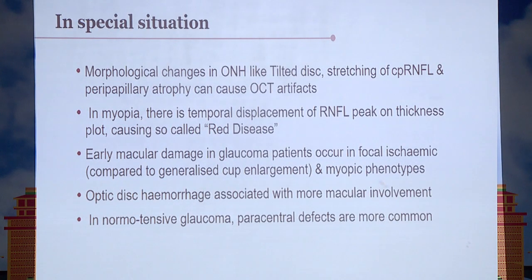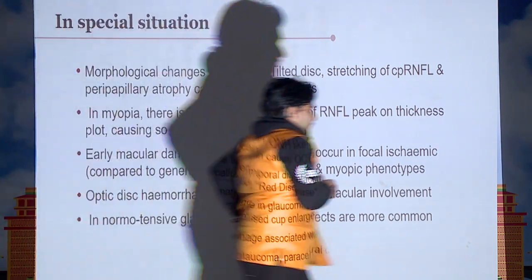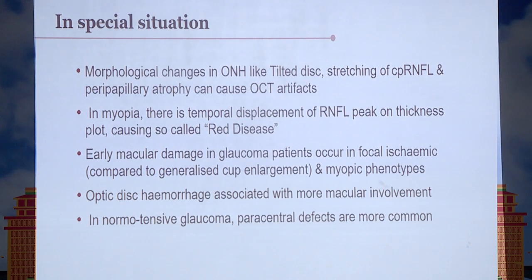There are some special situations in which macular imaging is helpful. Like in myopia, the morphological changes in the optic nerve, like the tilted disc, stretching of the circumpapillary retinal nerve fiber layer, and peripapillary atrophy, can all cause segmentation error and OCT artifact. So they cannot be relied upon, whereas the ganglion cell layer we can analyze. And in myopia there is also temporal displacement of the RNFL peak on the thickness plot, causing the typical red disease. So in this case also the ganglion cell analysis is better, and early macular damage in glaucoma patients occurs in the focal ischemic type and in the myopic phenotype of the disc. So these patients should also require ganglion cell analysis.